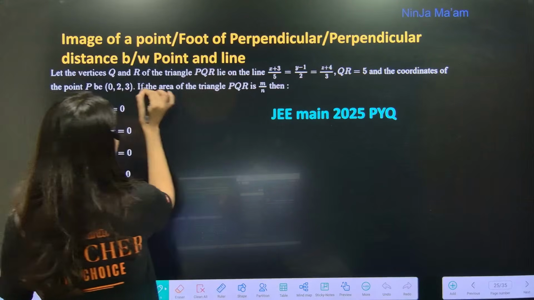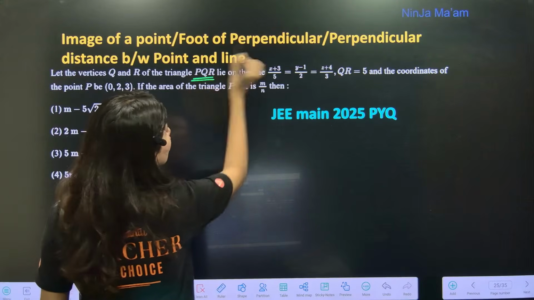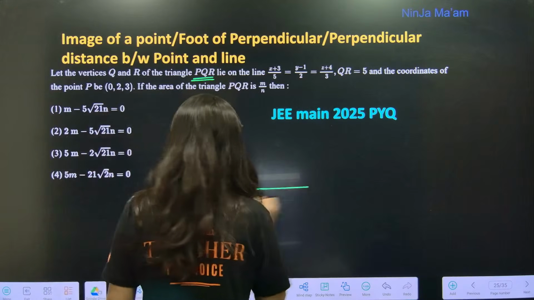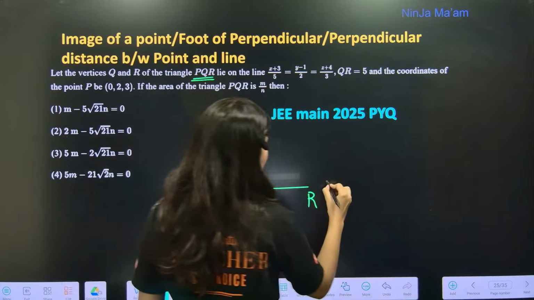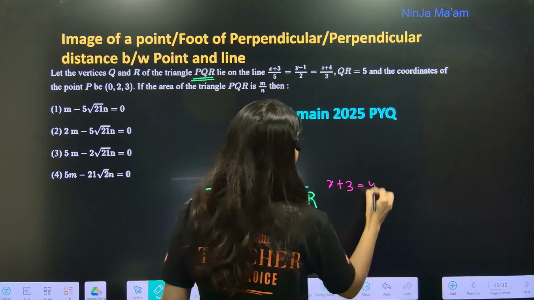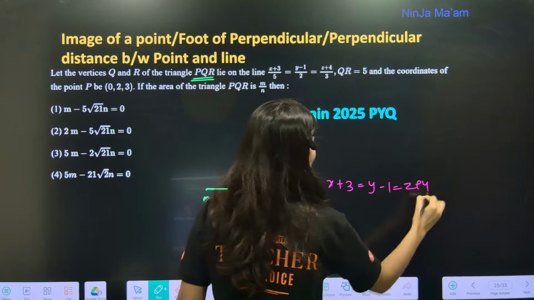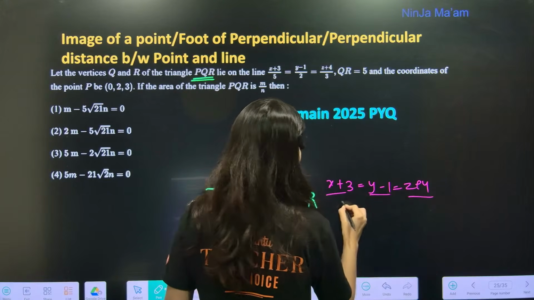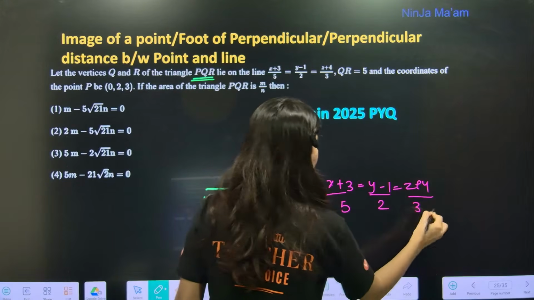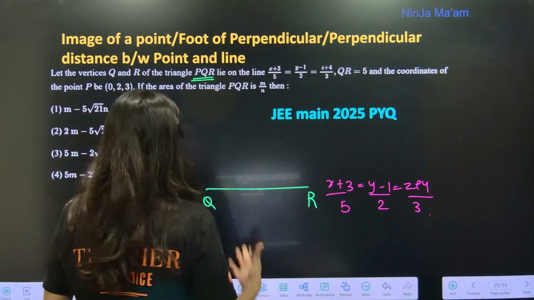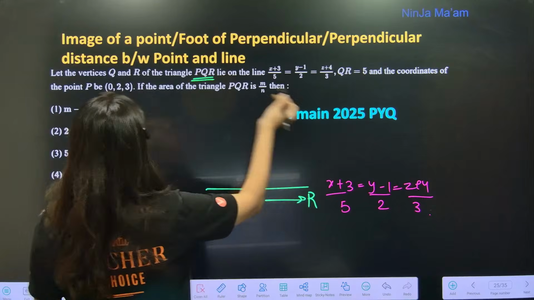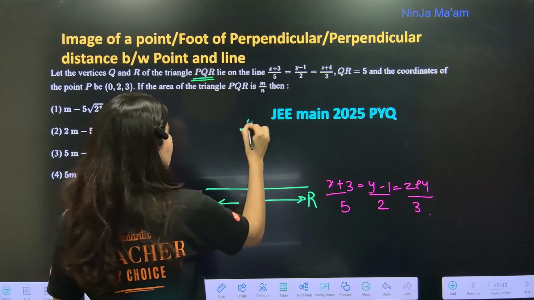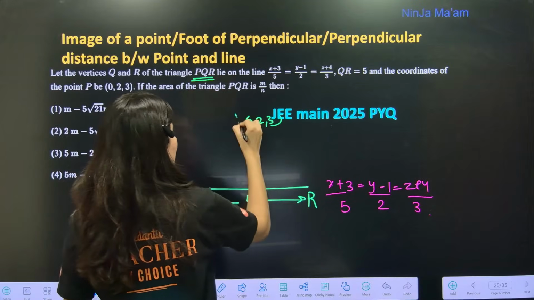Let the vertices Q and R of triangle PQR lie on this line. So basically what they are saying is Q and R is lying on this line, which is x plus 3, y minus 1, z plus 4 whole upon 5, 2, 3. Okay. So QR is 5. And P is the point which is 0, 2, 3, everybody. This is your point P.